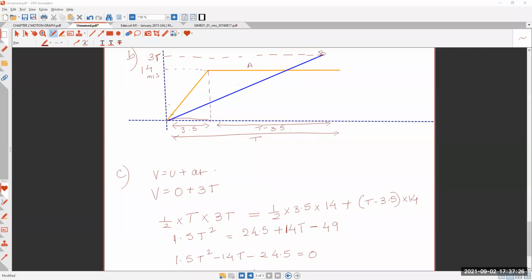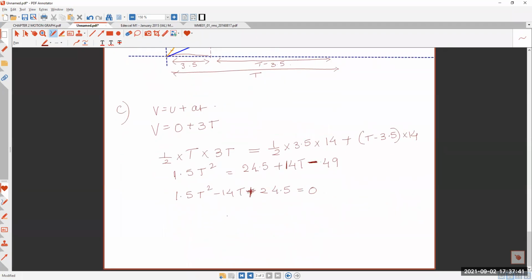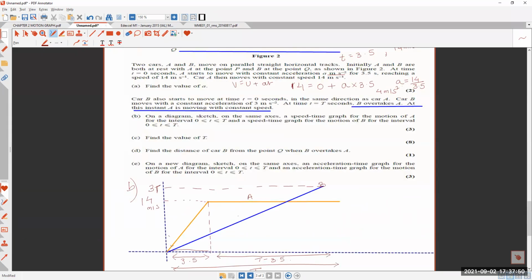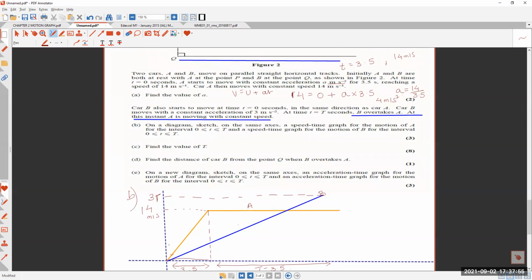Sorry, resume. One tiny mistake here. There is a sign issue, because your 49 is negative, so your answer will also come negative here. When it shifts to the other side, it will be plus 24.5. So what t do you get? t will be 7 or 2.33. But they wrote here that it cannot be 2.33.